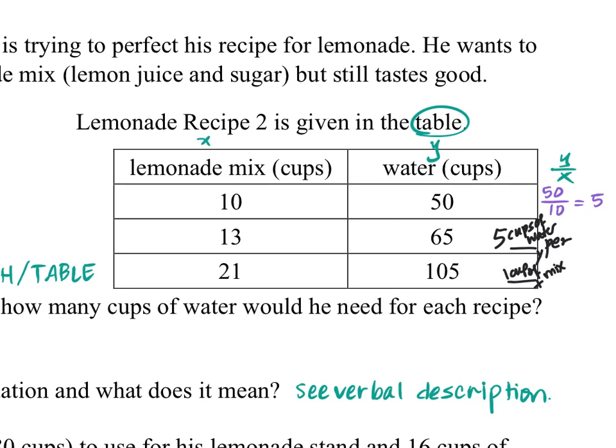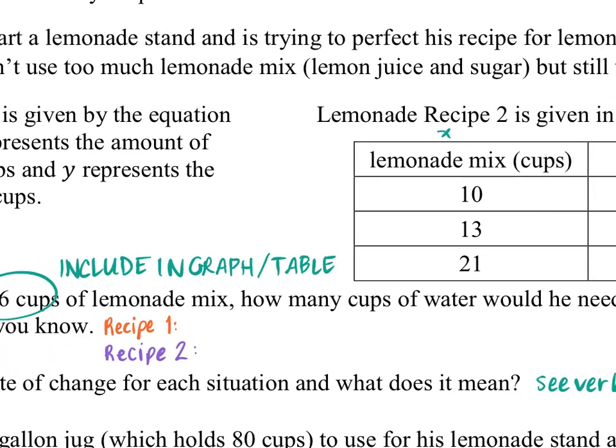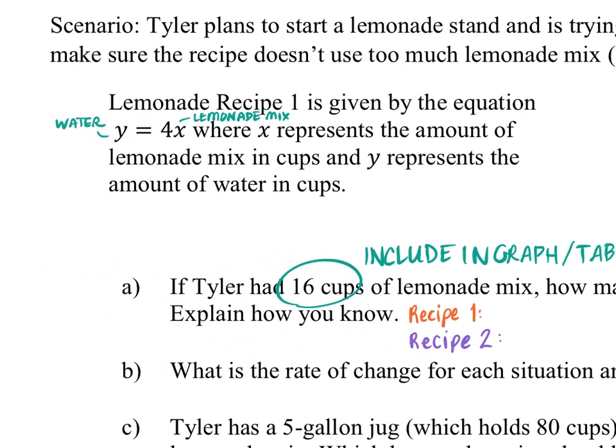Looking at the other representation for recipe number 1, you're given an equation: Y equals 4X. X represents the lemonade mix, and Y represents the amount of water in cups. So if you set up your ratio of 4 to 1, Y to X, that's going to be our number of cups of water, as with the table, to the number of cups of mix. So again, we have to dilute the 1 cup of mix with 4 cups of water.